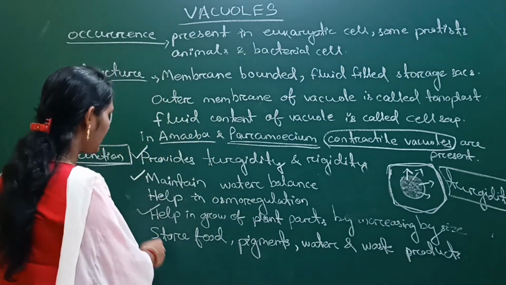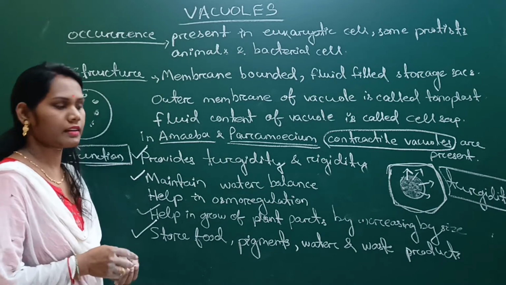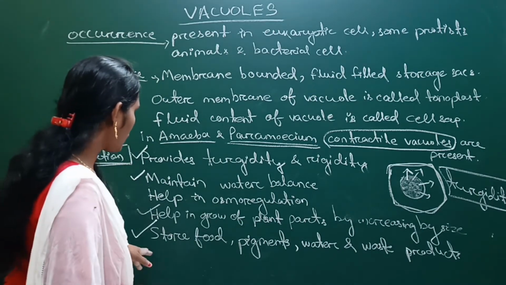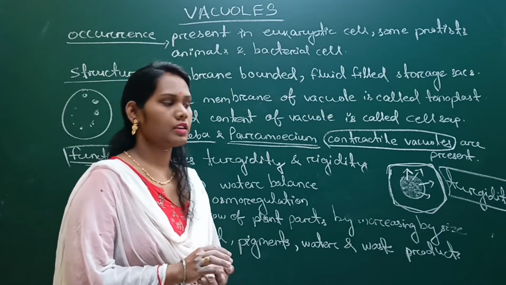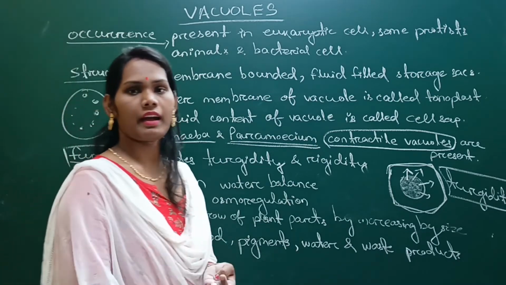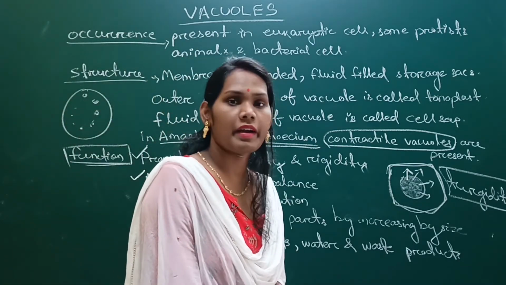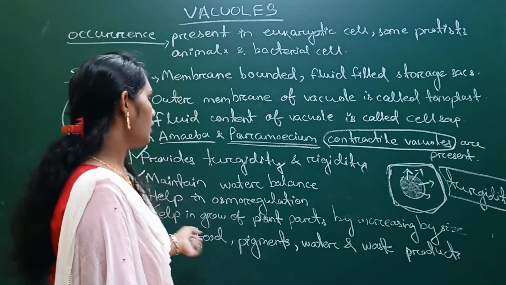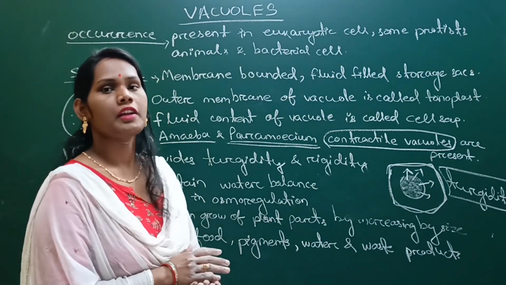Next, it mainly acts as a storing organelle. It stores food, pigments, water, and also waste products, minerals, and organic materials are stored in the vacuole. So this is all about the vacuole.